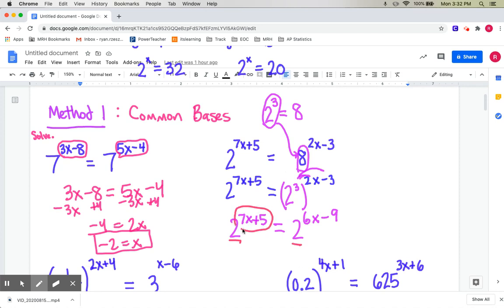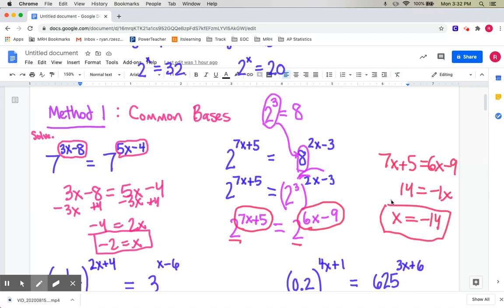So what I can go ahead and do now is equal these exponents to each other, and I'm just doing easy math to finish this one off. So I got 7x plus 5 equals 6x minus 9. If I solve this, it looks like I'm going to get the answer of negative 14. You can plug it back in to make sure it works, but it totally will. That is our solution to that second problem.